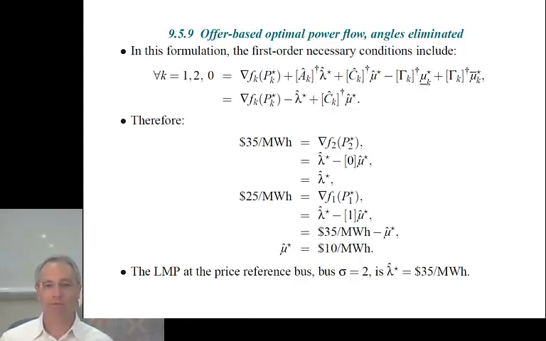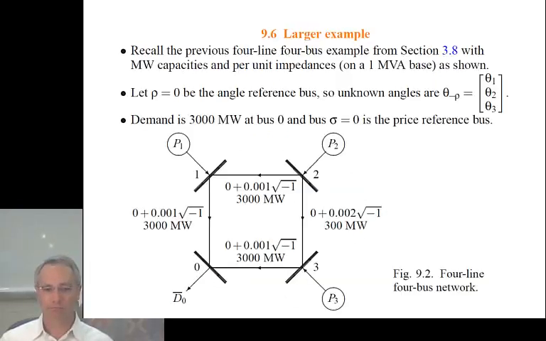Again, the LMP at the price reference bus sigma equal 2, is $35 per megawatt hour. The Lagrange multiplier on the transmission line constraint is $10 per megawatt hour. Well, let's try a larger example. We're going to go back to the previous 4-line, 4-bus example from section 3.8.